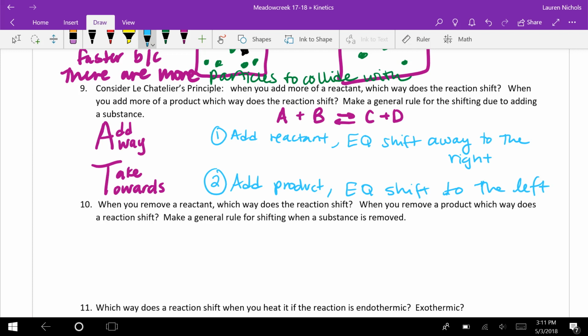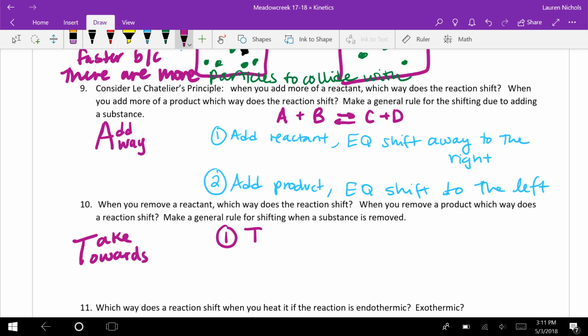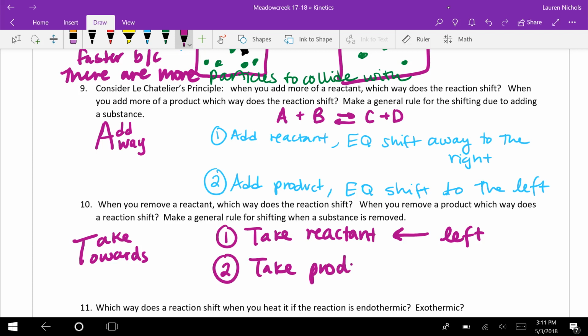And I'm realizing now as I read the question that this was all about adding and that this take towards part should be written for number 10. So this one will be take towards. Both start with T. So again, take towards. If we take a reactant, it will shift to them, so to the left. But if we take a product, for example, if we take some of C from the reaction in problem 9, then it would shift towards it, to the right.